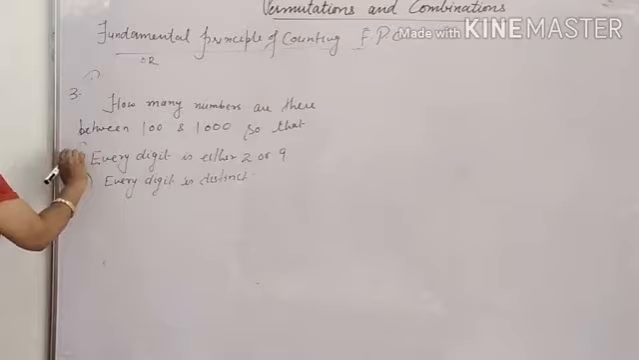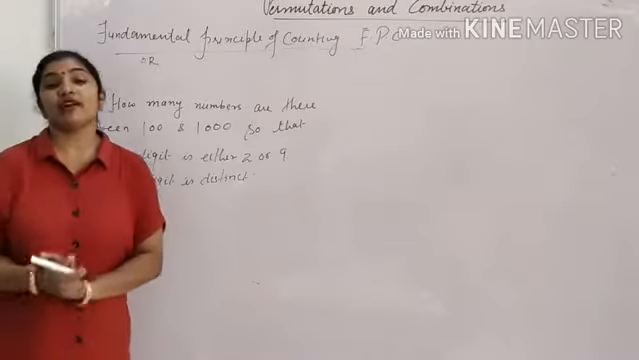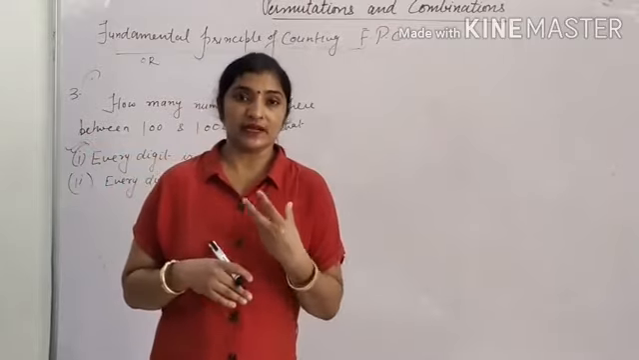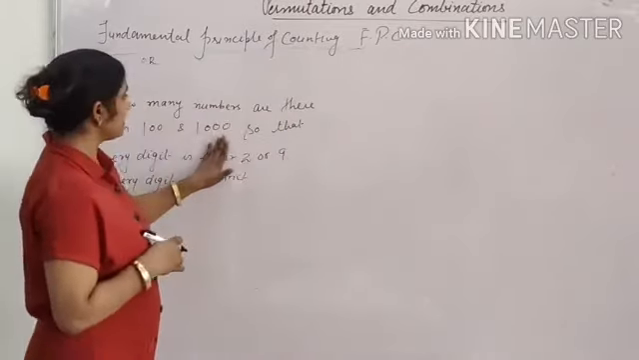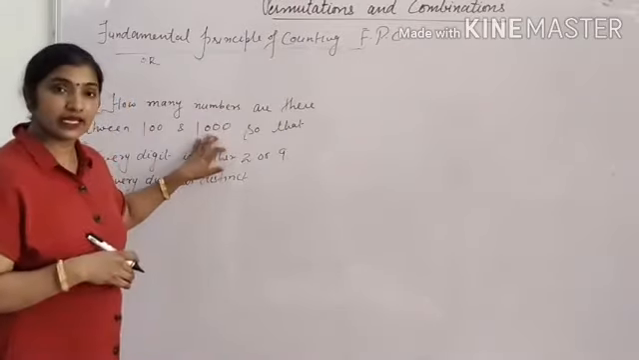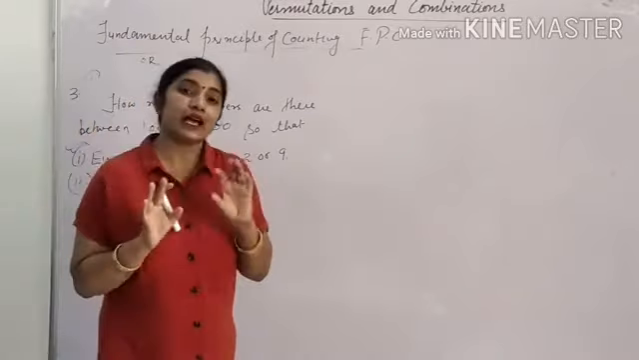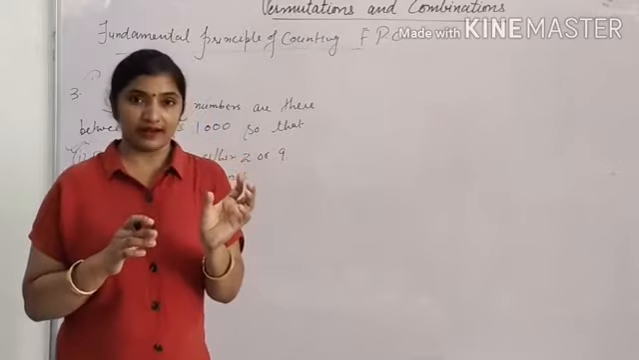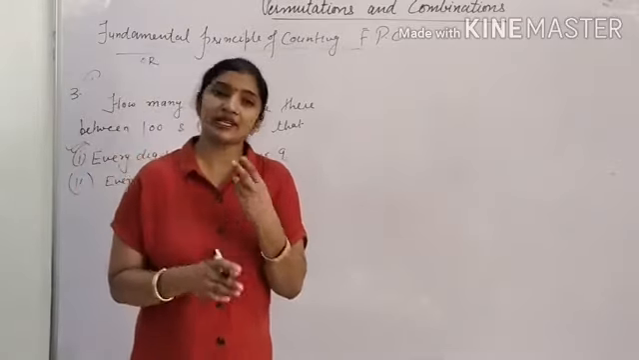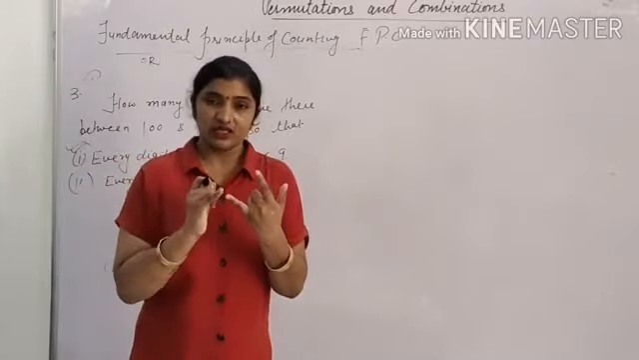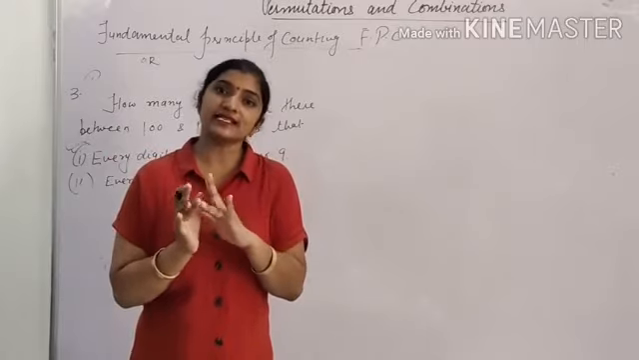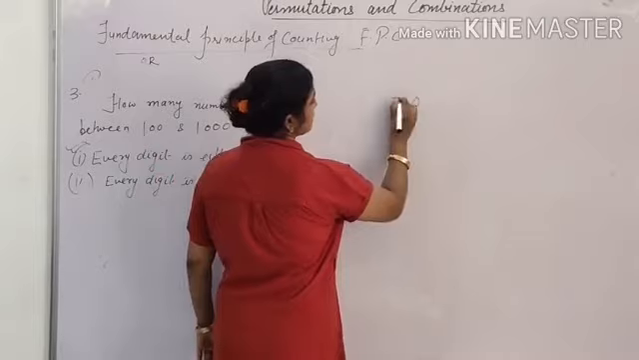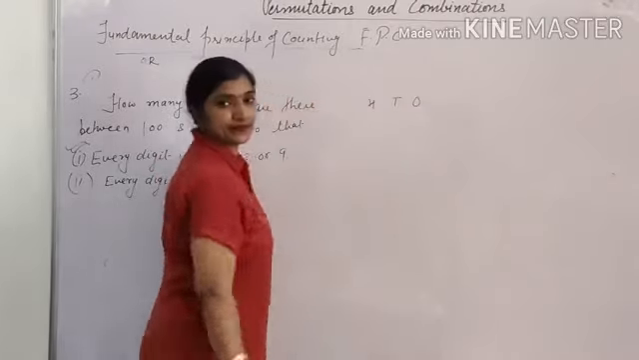Let's calculate this one first. What we have to find? We have to find the number of numbers between 100 and 1000. See, mathematically, between 100 and 1000, every number is of 3 digits: units place, tens place and hundreds place. A 3-digit number means it has ones place, tens place, hundreds place.